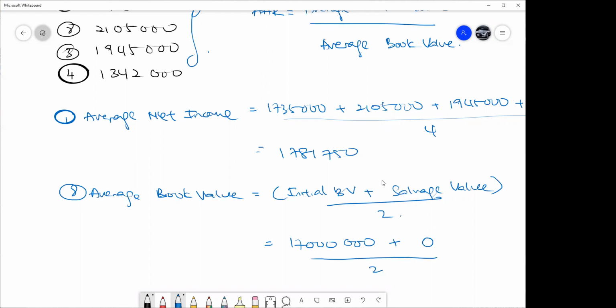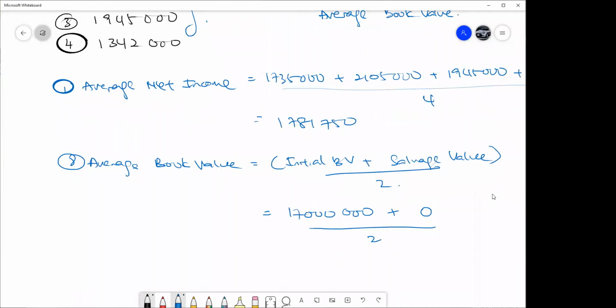Must always divide by 2 because it's two different values, although this 0 is still a value. The mistake that students always make is they don't divide by 2 because they assume this is 0, so not counted. No. Average book value must always be the initial value plus the salvage value, divided by 2. If the question gives you a salvage value, then you put that value. If not, it's 0. Because in this question, they say depreciated to 0. So your average book value here is 8.5 million.